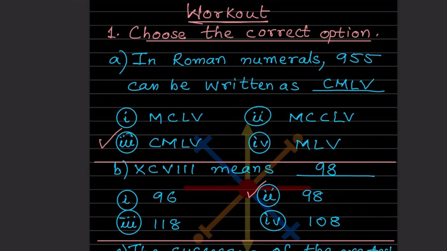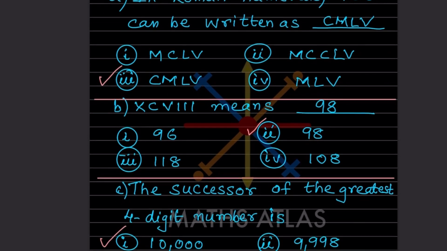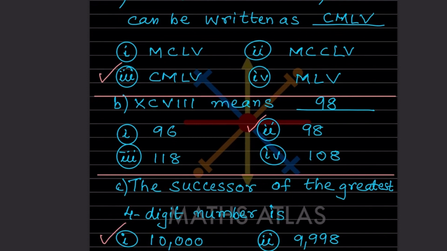Now look here, choose the correct option. In Roman numerals, how can 955 be written? So now how are we going to write it? 955, right? You know that is 900, L stands for 50 and 55. So the option is this one. Okay, so I wrote it over here. Now what does this mean? XC is 90 and this is 8. So you are going to write 98. So this is the correct option.